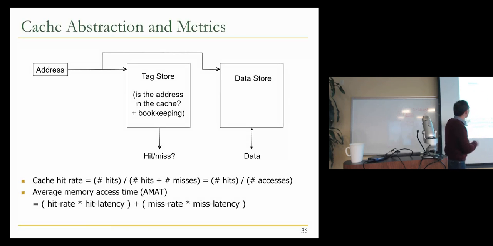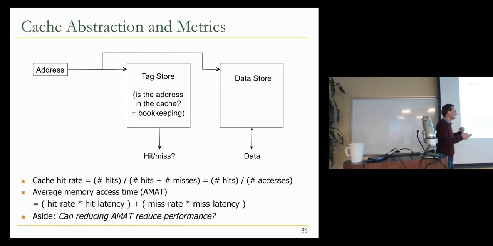Okay, so this is the cache hit rate. This is simple, basically: number of hits divided by number of hits plus number of misses, or number of hits divided by number of accesses. And average memory access time is very similar to what we've discussed before. It's basically hit rate times hit latency plus miss rate times miss latency. And the miss latency is the hit rate times hit latency for the next level plus miss rate times miss latency for the next level. One aside: this is one way of evaluating cache performance, but this may not be the best way. And this is a good rule of thumb.